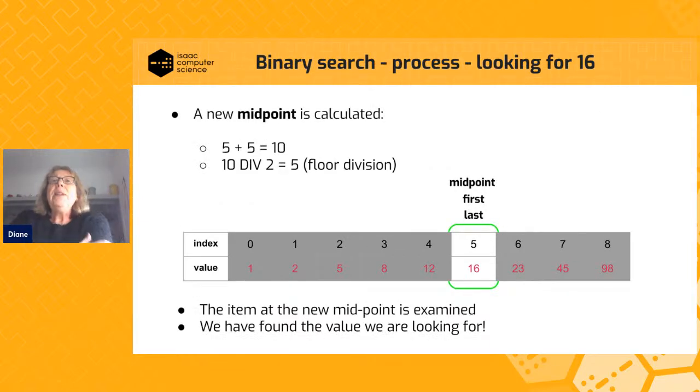And we calculate the midpoint. So 5 and 5 is 10. We're consistently going to use div now, floor division. So 10 div 2 is 5. And interestingly, we now have midpoint, first and last all pointing to the same part of the list. And this will always happen on the very last comparison if we get that far. And we're going to look at that item and see if it's the one we're looking for. And lo and behold, it is. So we have completed our search and the algorithm will return the value 5, which is the index position where we found the item.